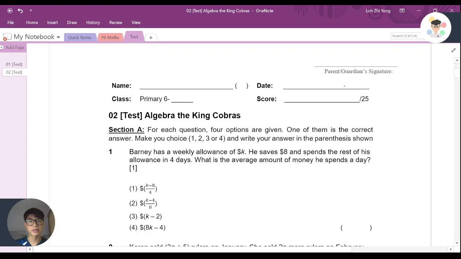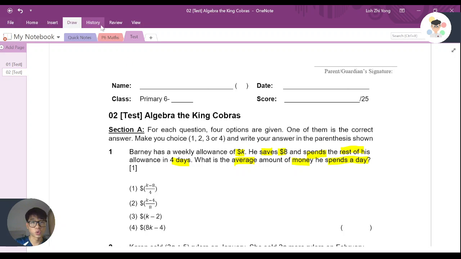The first question says that Barney has a weekly allowance of $K. He saved $8 and he spent the rest of his allowance in 4 days. What is the average amount of money he spends a day?